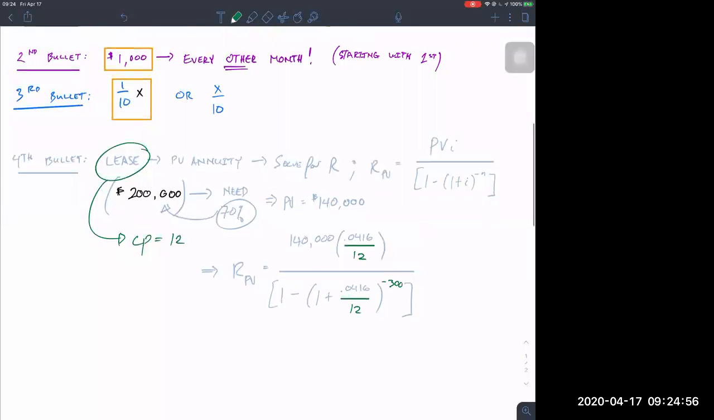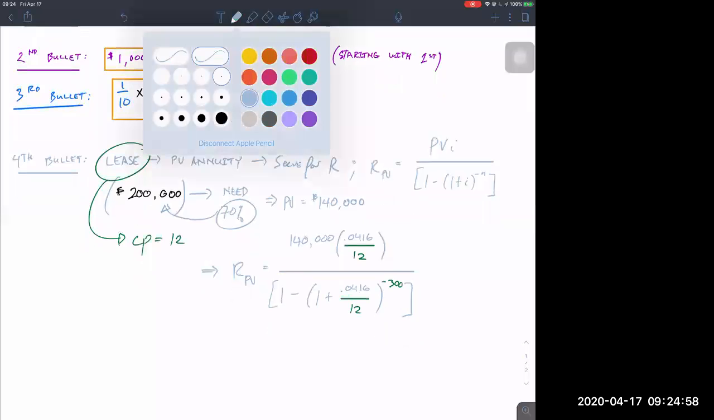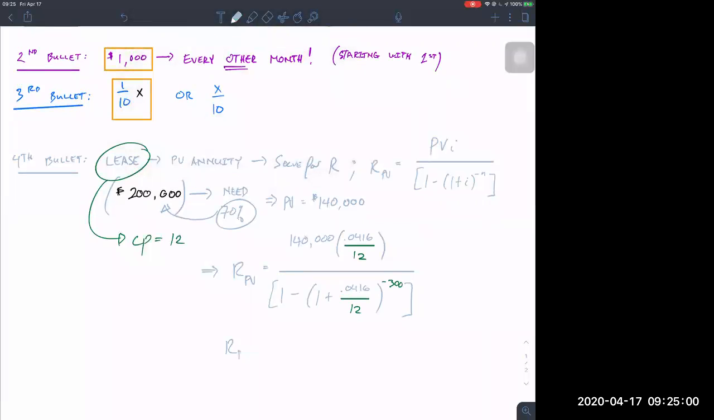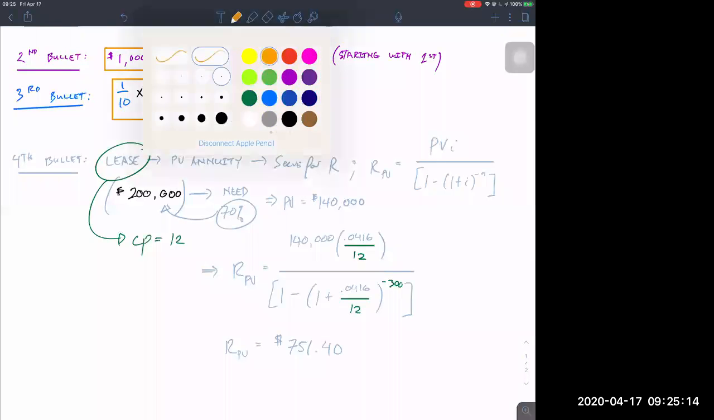So you do that, and then it turns out that this comes out to, and I did this calculation already because I already had a class on it, $751.40. Okay, and that's the fourth part of our model.